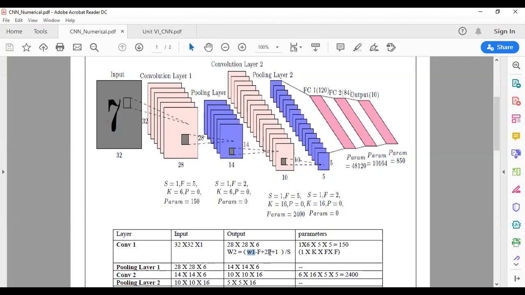Padding is 0. So 27 plus 0, 0, plus 1. That is 28. Stride is 1. So do you see that this W2 and H2 we have calculated it? Which is 28 by 28. This you have calculated. Now, there are 6 parameters.